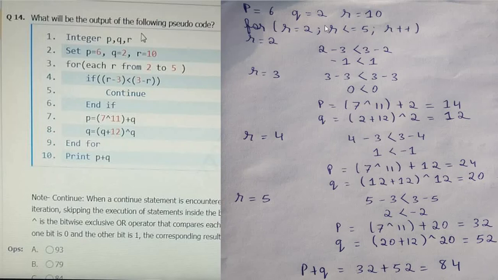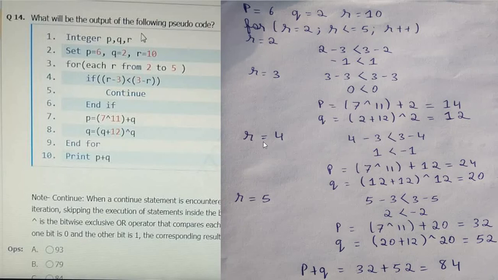Next question, P is 6, Q is 2 and R is 10, and a loop is started from R is equal to 2 till R is equal to 5. So when R is equal to 2, it will check the if condition. So minus 1 is less than 1, which is true, so the continue statement is executed. So it will escape the rest of the statement, and when next R is equal to 3, again it will check the condition. So 0 is less than 0, which is false, so P will be equal to 7 XOR 11 plus Q, which is 14, and the value of Q will be 12.